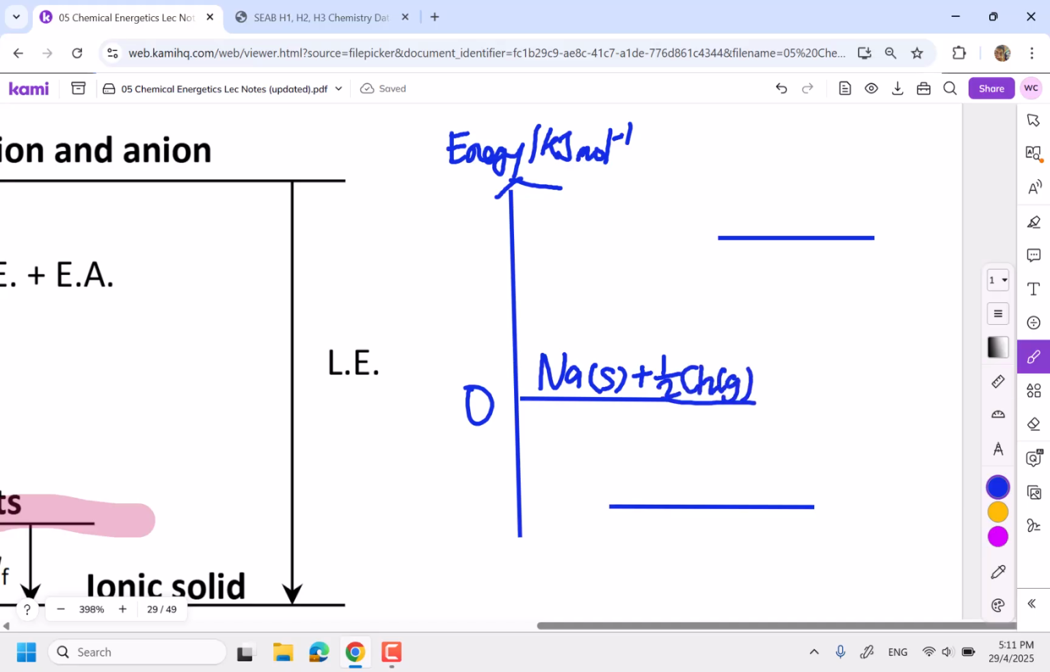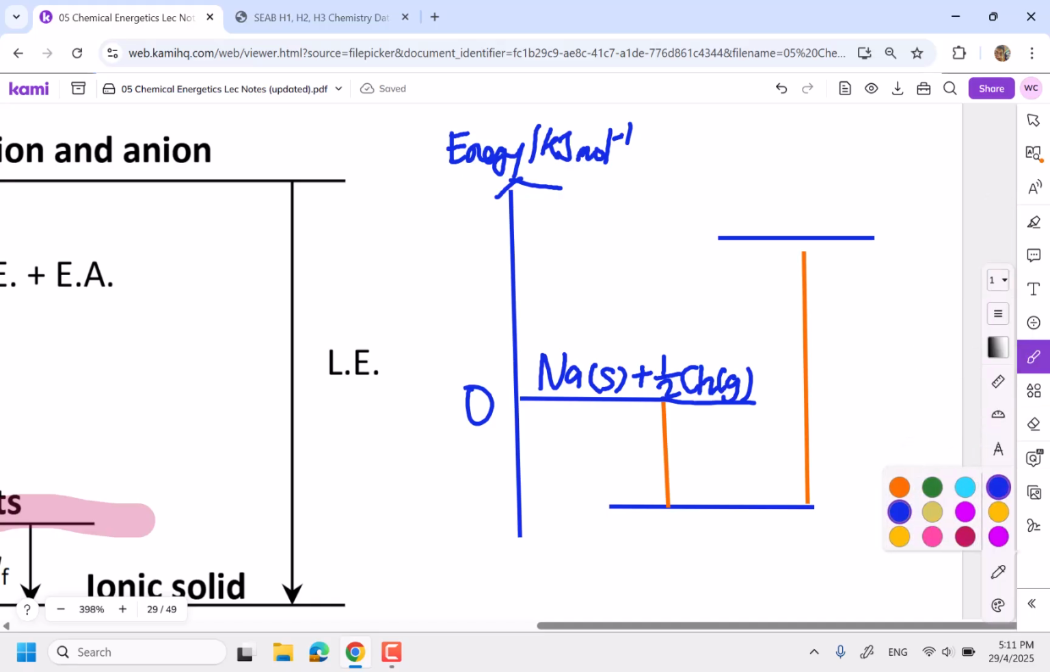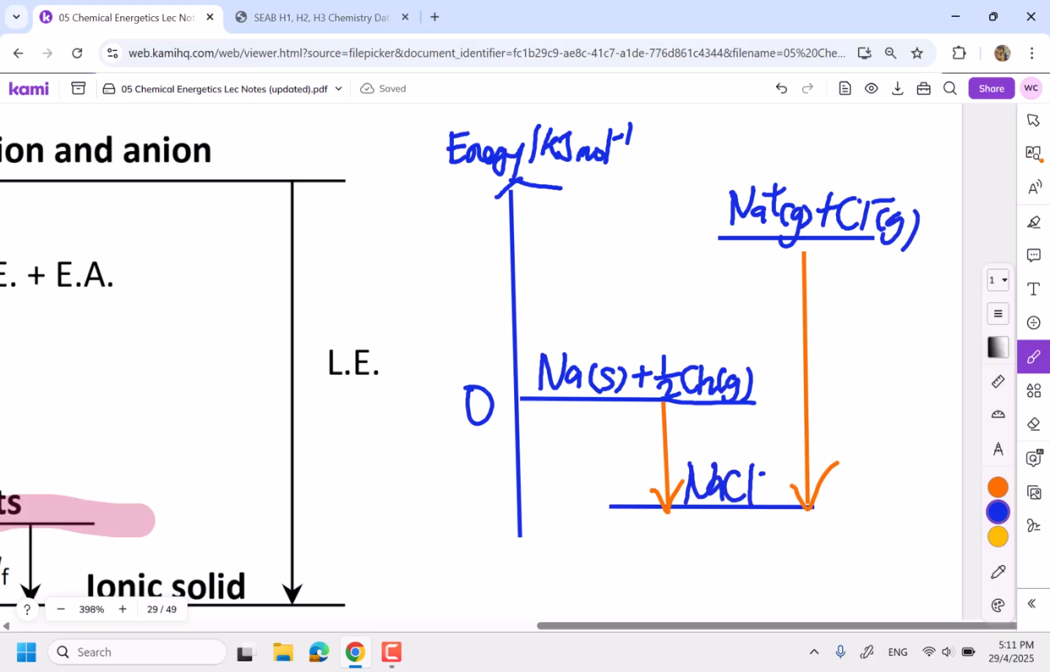I hope you can see that you need to be very clear of your definition. If you're not clear of your definition, it might be a bit difficult. So I need to define this and I need to define this. I'm going to use the ink here. I need to define these two terms. I'm going to use blue. So this is lattice energy: Na+ gaseous plus Cl- gaseous. So this is NaCl. Defining these two is easiest.